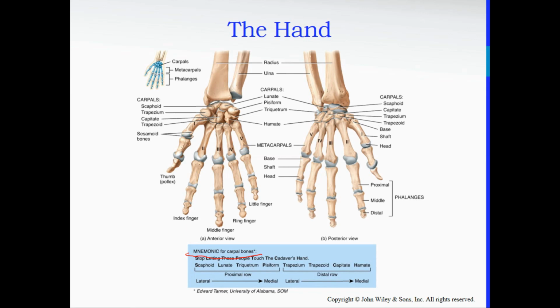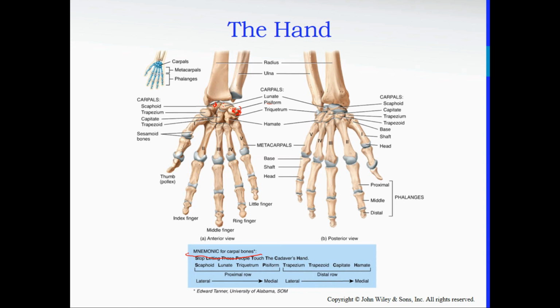So that's stop, which is scaphoid, and it simply goes this way. So here's the first one at the thumb, skip it, start here with number 1, and it goes scaphoid, lunate, triquetrium, and on top of that one is the small little pisiform. So you can see triquetrium pisiform. So stop letting those people. So that's scaphoid, lunate, triquetrium pisiform.